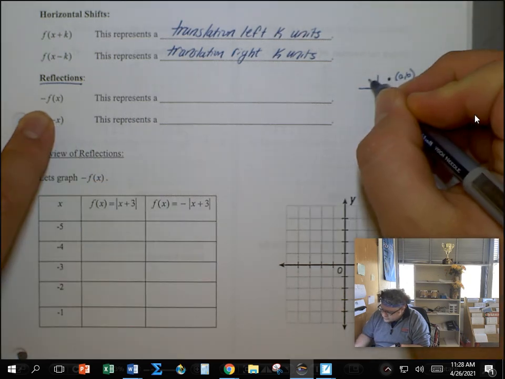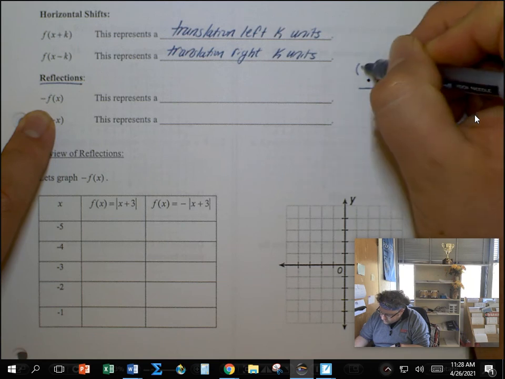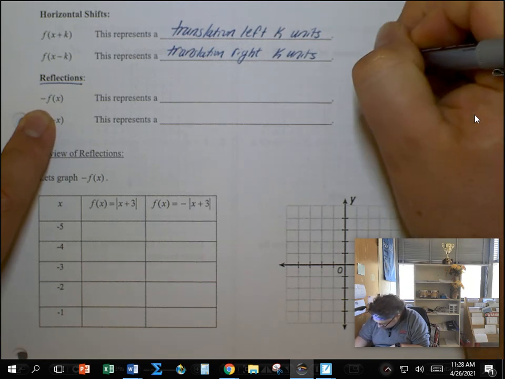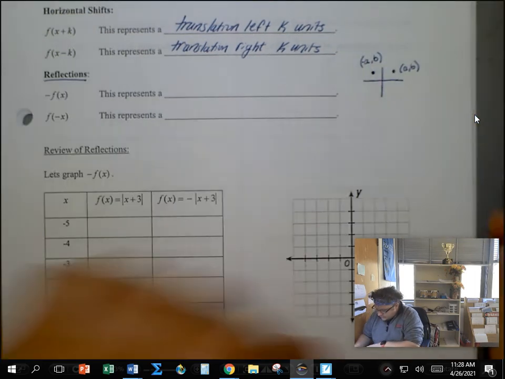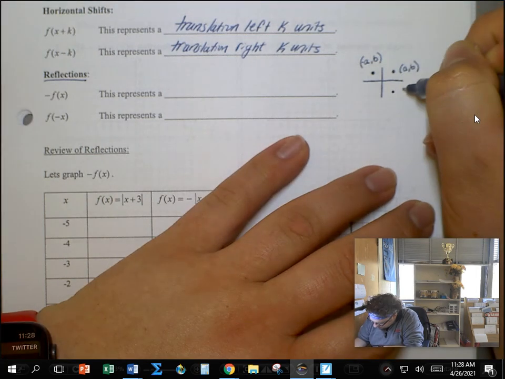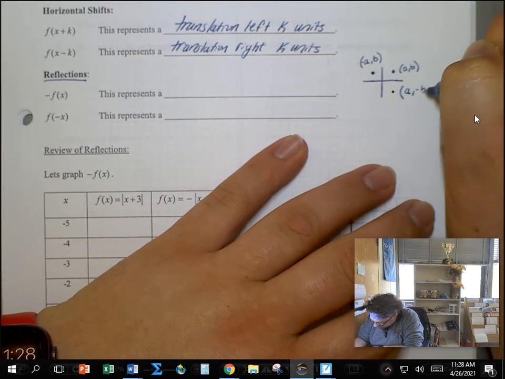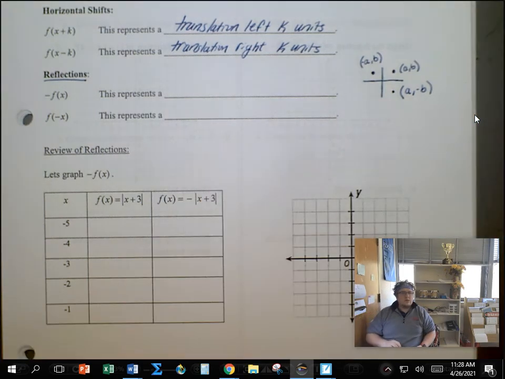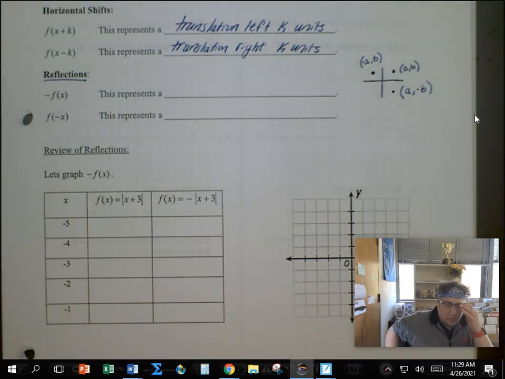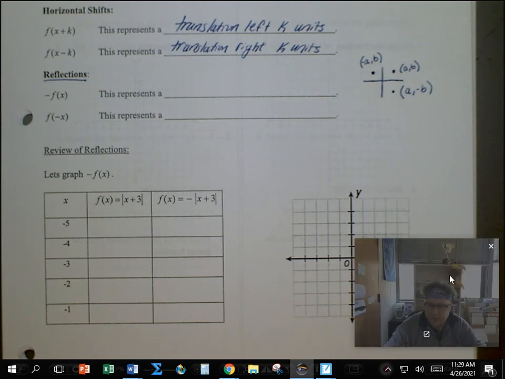So this would be a reflection, and we would have negative a comma b, and then a comma negative b. So we're going to explore both of these translations, both of these reflections at a later time. You're going to see though down here, right, in this little box, we can explore the first type of reflection in this video, and then we'll do the other type of reflection in the next.